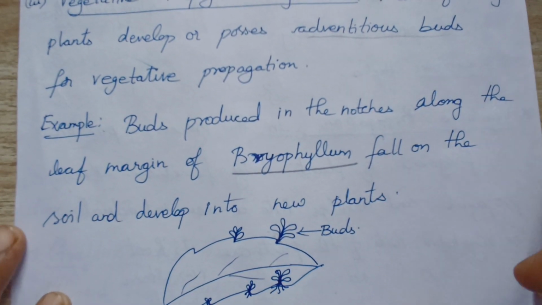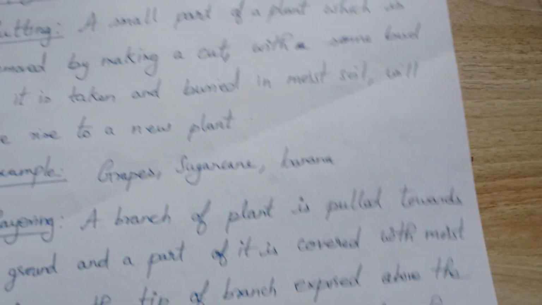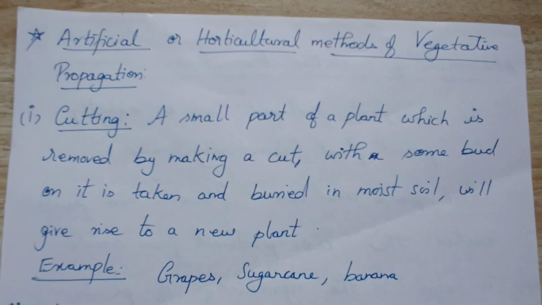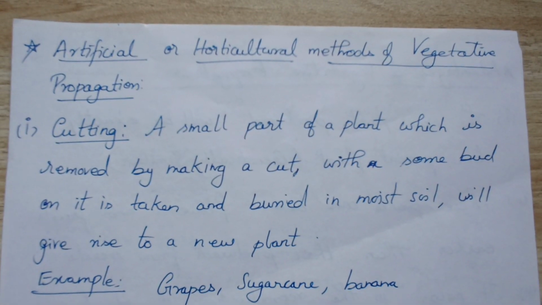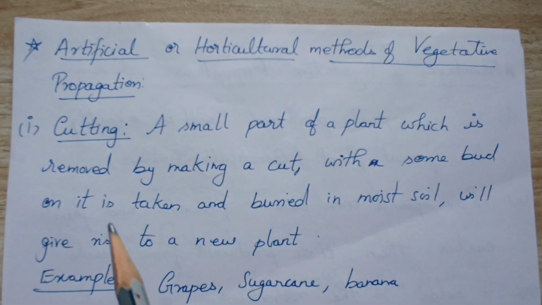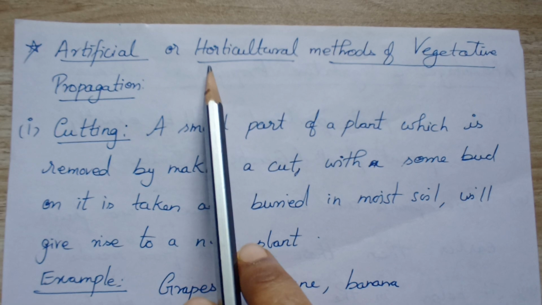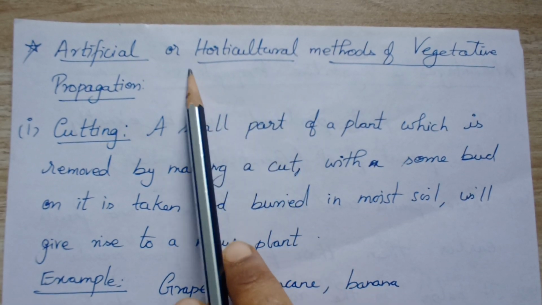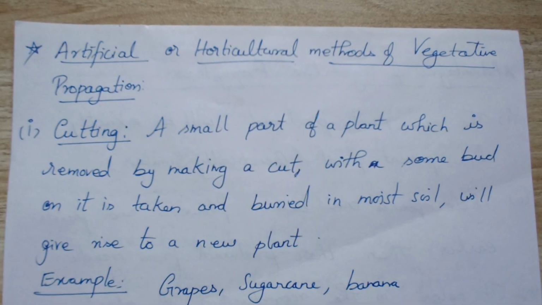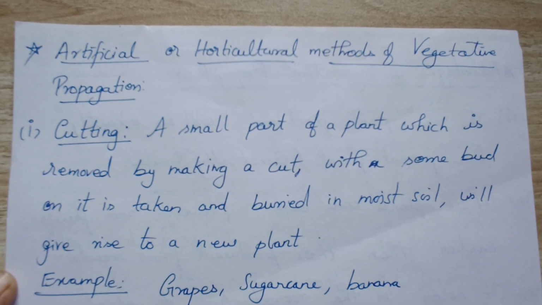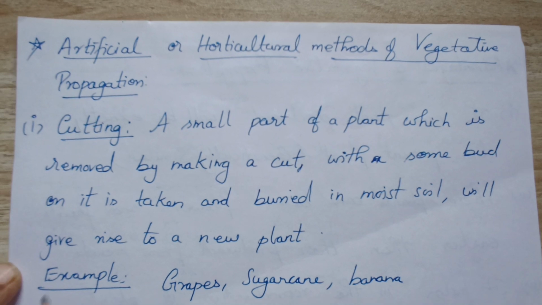Okay. Next, we move to the artificial method of vegetative propagation. We'll call it horticulture also. Horticulture, or artificial method of vegetative propagation. So we have three methods: cutting, layering, and grafting.